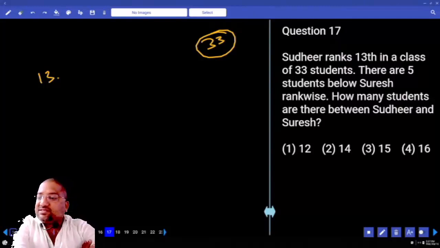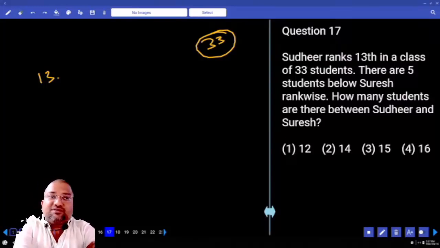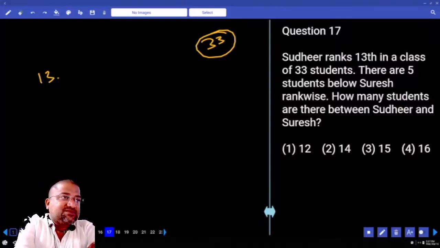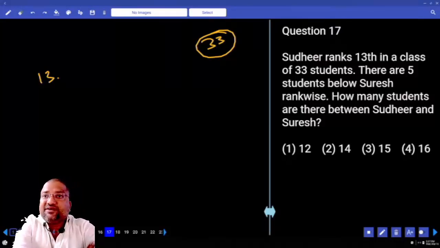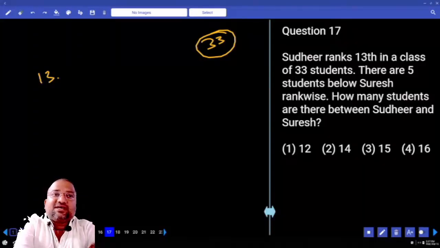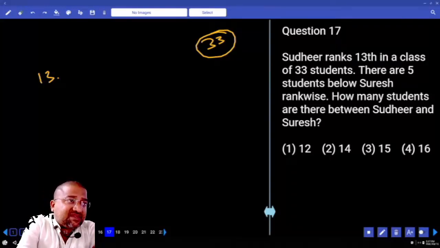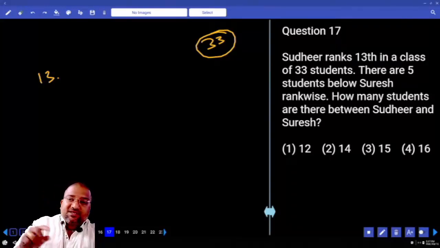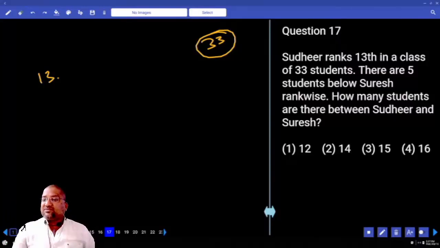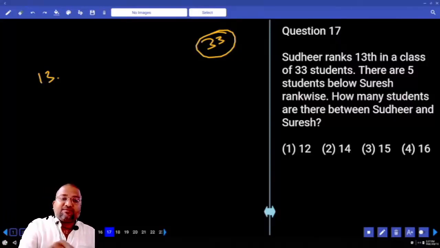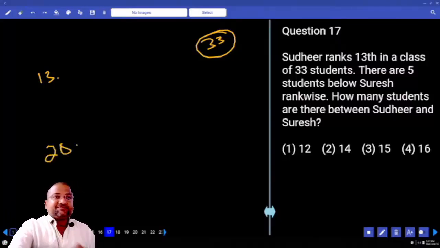And what is Suresh's rank from bottom? 6th. Out of 33, you are the 6th person from bottom. Before you, how many people? 33 minus 6, 27. So before Suresh, there are 27 people. So what is his rank from top? 28.